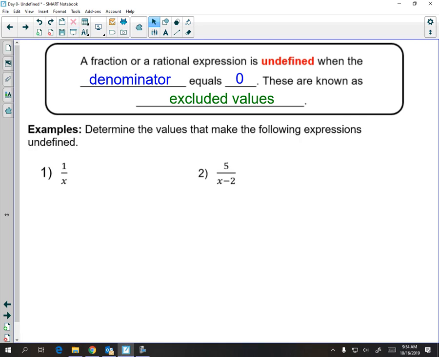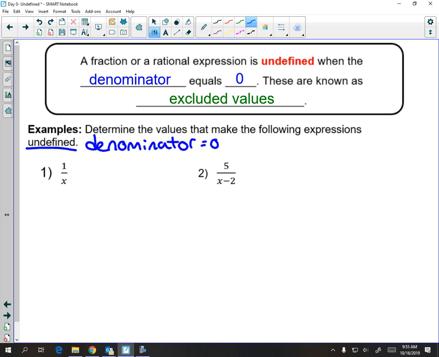So for the following examples, we're going to find the values that make the following expressions undefined. In other words, we're going to look for when the denominator is equal to 0. So the first one, if you have 1 over x, you can have 1 over 2, 1 over 3, 1 over 4. What you can't have is 1 over 0. You literally take the denominator and set it equal to 0. The only difference is that we don't want x to be 0 because 1 over 0 doesn't exist, right? It's undefined. So we're going to say that x can't equal 0. X could be any other number.